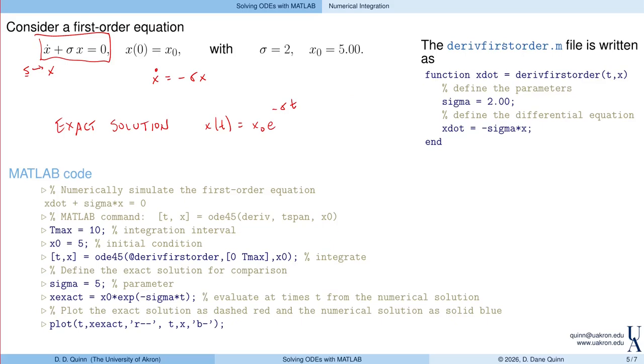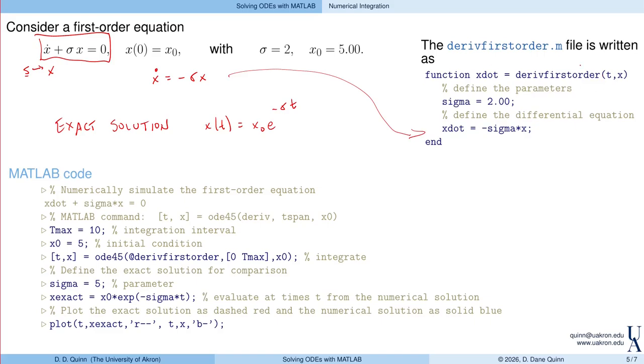So again, I've got to define a derivative file. So here, function, this is the derivative of x. This is what I'm going to call the file, deriv first order .m. I'll go ahead and define this parameter sigma inside this function. And so then here, x dot is equal to minus sigma times x. So again, this function takes in t, which actually is not needed here.